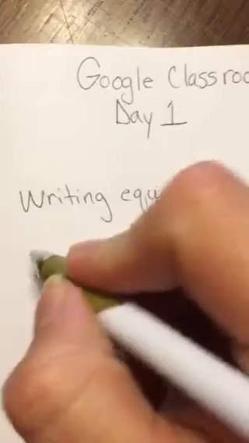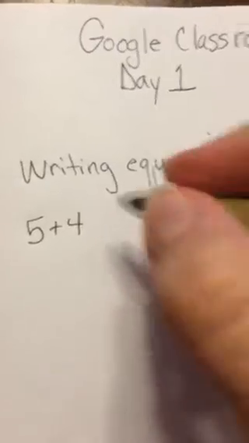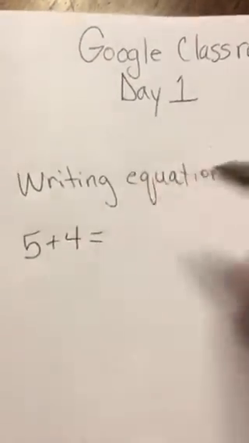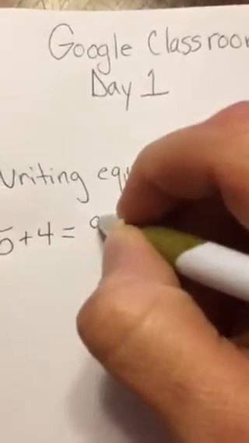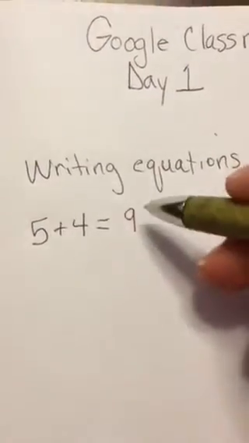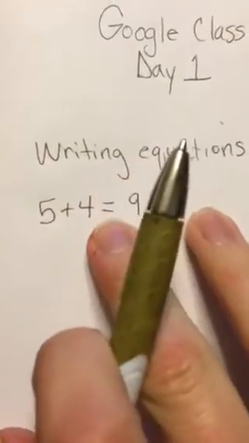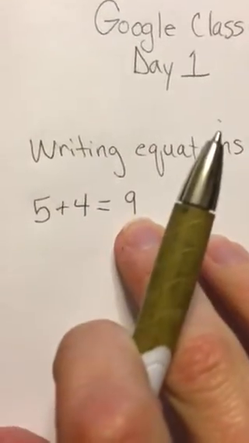An equation is an expression with an equal sign. An expression would be 5 plus 4. We call that an expression. There's no equal sign. An equation has an equal sign and then a value on the other side of the expression of the equation. So without the equal sign, there's an expression. With an equal sign is an equation.